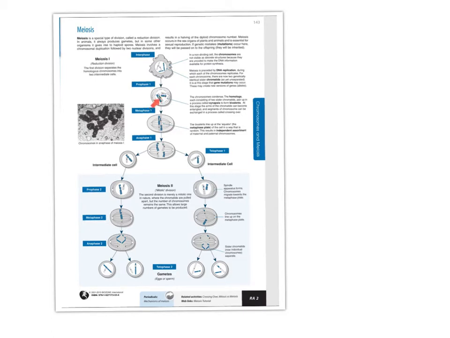And synapsis occurs. In other words, the two homologs, we call them homologs, the two chromosome number 1s are homologs. Remember, the sister chromatids are identical. The homologs are not identical. They're similar. They have the same genes, but they'll have different alleles, right? We'll talk more about alleles in a second.